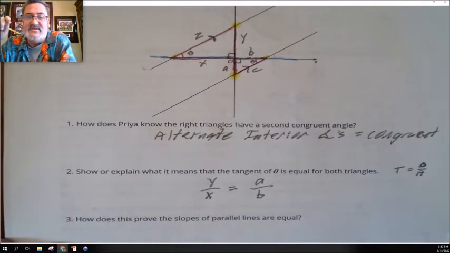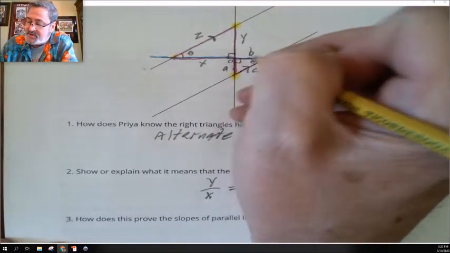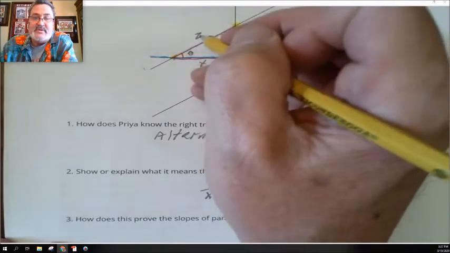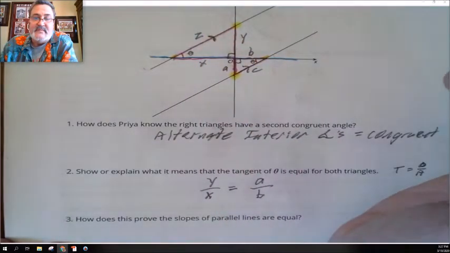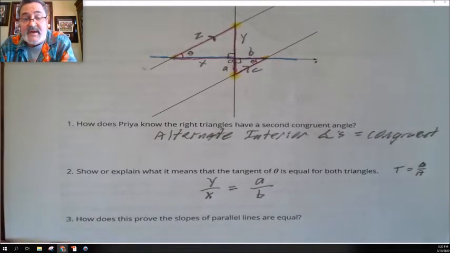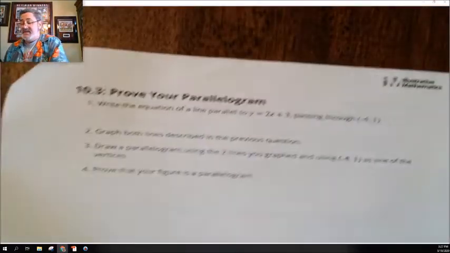Similar triangles having, if these are proportional, then the other sides would have to be proportional as well, because all of those ratios should set up to be the same, knowing what we know is true already. So there are many different ways we can look at that and see that Priya does know what she's talking about.